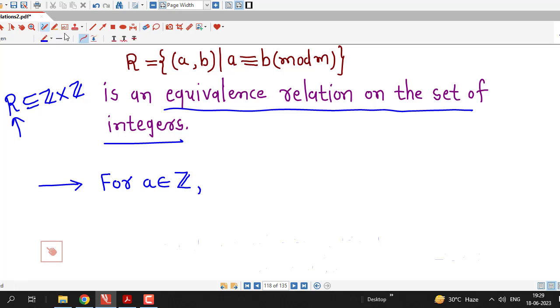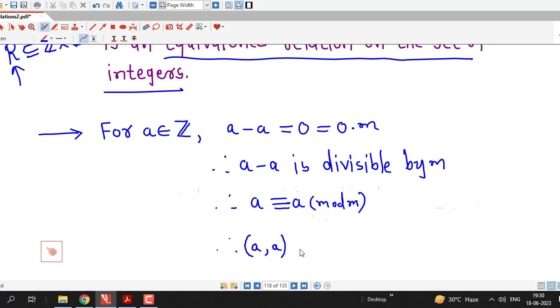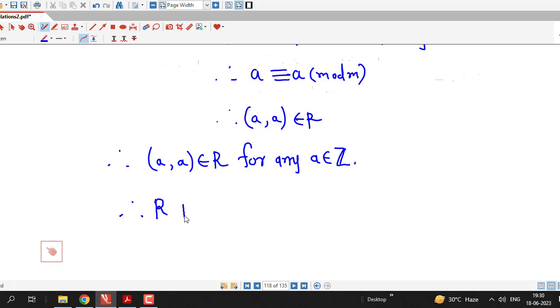Therefore R is reflexive. So we can write systematically, for A belongs to Z, A minus A equal to 0 into M. This means A minus A is divisible by M. Therefore A is congruent to itself modulo M, and this means ordered pair (A, A) belongs to R, and this A is an arbitrary integer. Therefore we can write that ordered pair (A, A) belongs to R for any A in the set of integers. Therefore we have shown that relation R is reflexive.